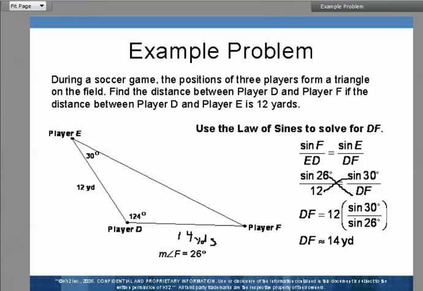This is easy to type in a calculator. You press sine, you press 30, you press enter, you hit divide. You press sine, you press 26, you hit equal. It gives you a value. You hit times, you hit 12, and it gives you the number 14. It really is easy to do when you get to the calculator.